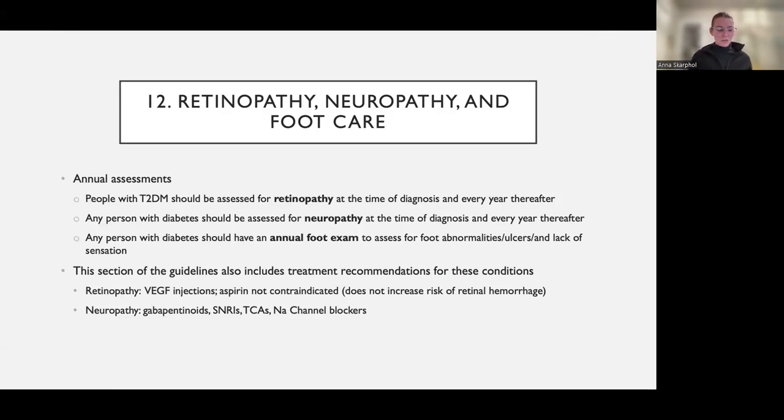Moving on, these last couple sections in the guidelines get pretty specific, and they aren't always quite as pharmacy related, but I thought it was important to include them just so you guys knew they were there. Section 12 takes a look at retinopathy, neuropathy, and foot care in these patients. Generally, they should be assessed yearly. Patients should be having eye exams, foot exams, nerve exams. That's the important thing to note there. They include treatment recommendations as well for those different conditions.